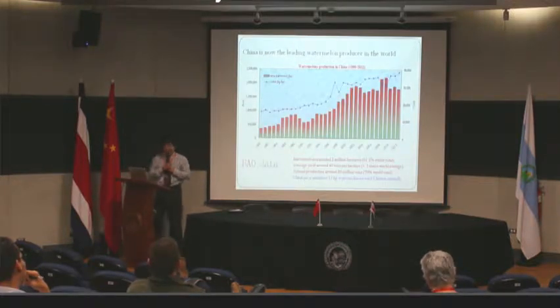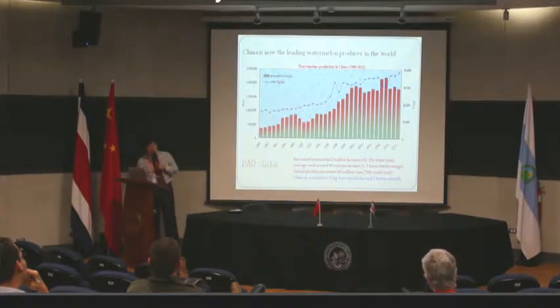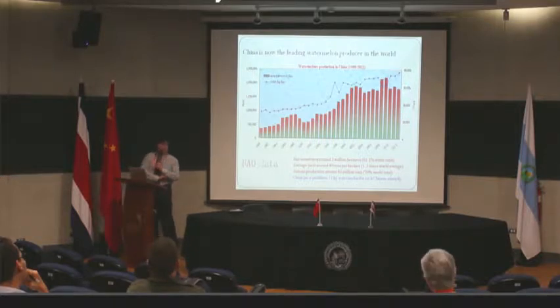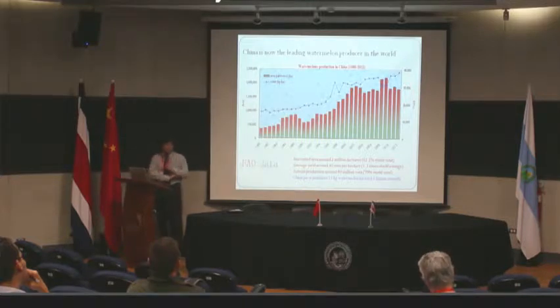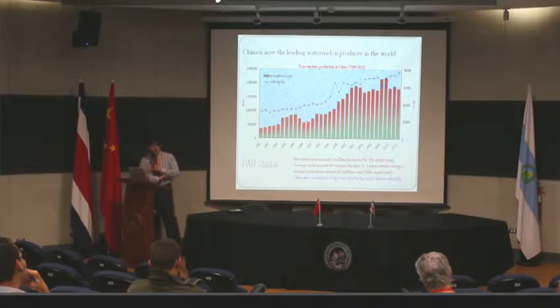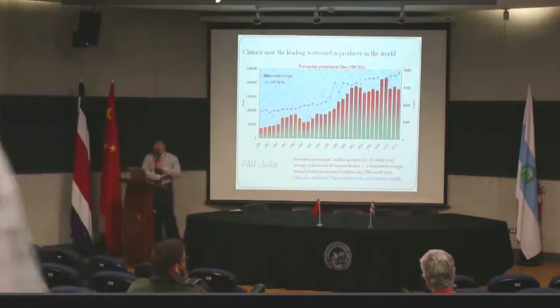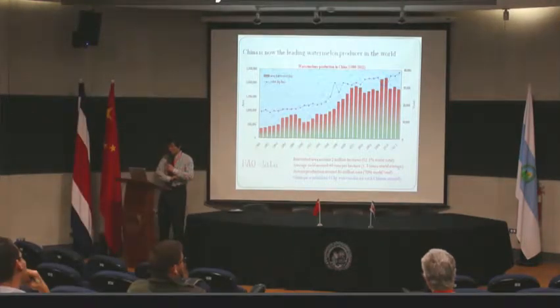And as we've already known from this morning's presentation, China is now the leading watermelon producer in the world. That's the map, and the harvesting area every year is around 2 million hectares, which is about 50% of the world total. And average yield, as we've already known this morning, is around 40 tons per hectare, which is about 1.3 times the world average. Annual production is around 80 million tons, which is about 70% of the world total.